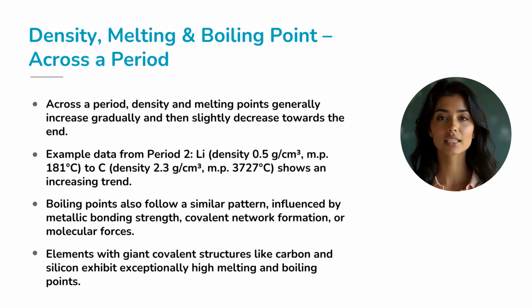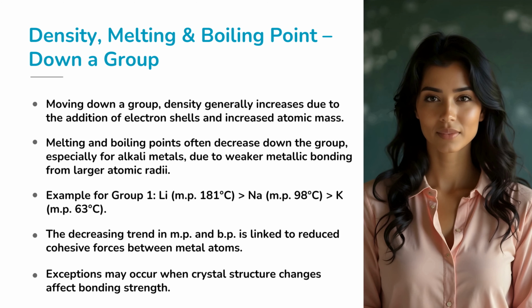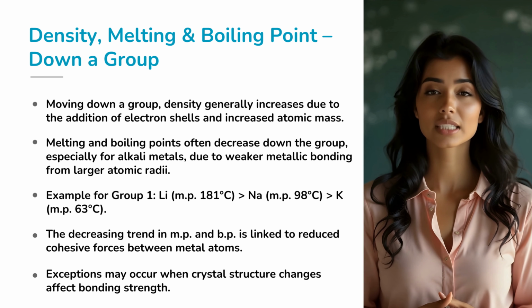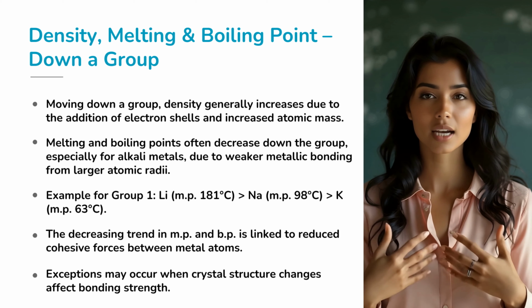But then, elements like chlorine and argon show much lower melting and boiling points due to their molecular structures that exhibit weaker forces between atoms. Now, let's look at how these properties change as we go down a group. Take the alkali metals as an example.